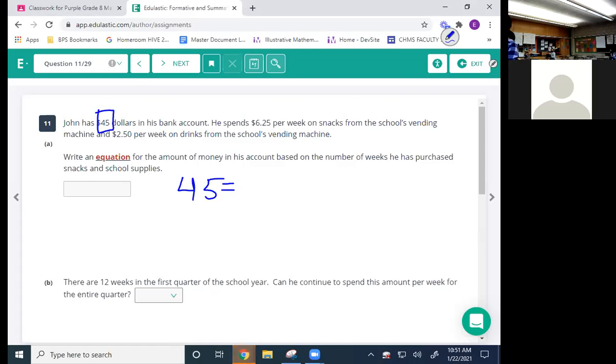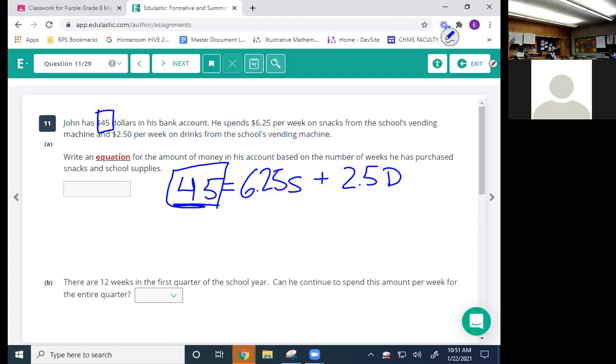So if we look at this and we say we have $45 in our account, okay? Each week he spends $6.25 on snacks plus his $2.50 for every drink, right? So, question, go ahead. For this one, I put the same variable for both of them. I put W for both of them since it said that based on the number of weeks, and it says that he spends that much per week.